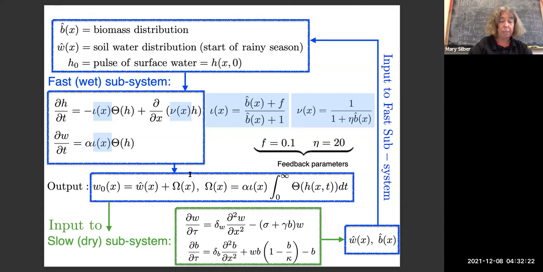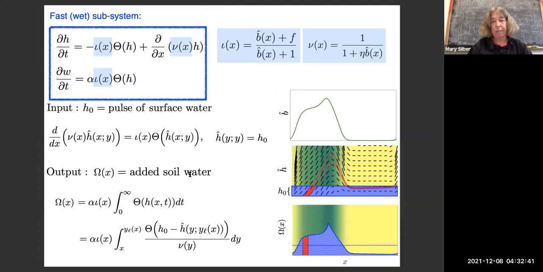I want to now say a little bit more about this fast subsystem, because we kept working to simplify it and simplify it so we could get something that would be quick to solve, because we want to be able to run this for long periods of time with lots of different storm characteristics. This equation is in a form where we can just use the method of characteristics to solve it. The idea is that we put in a pulse of water at the beginning that's uniform on our domain. Instantaneously there's this distribution of water.